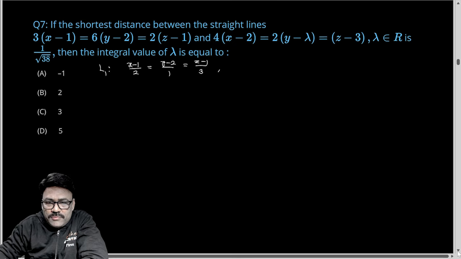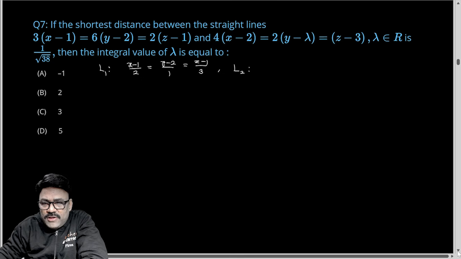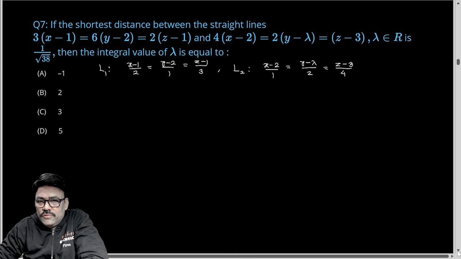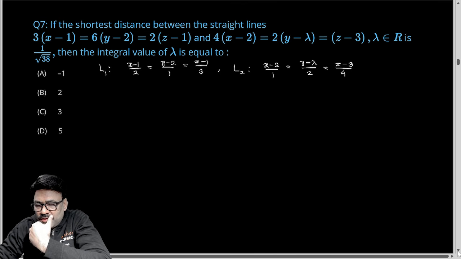Now what is the second line? Let me call this second line L2. If I divide by 4 here, this is x minus 2 over 1, y minus lambda over 2, z minus 3 over 4. Now I have to find the shortest distance between these 2 lines.